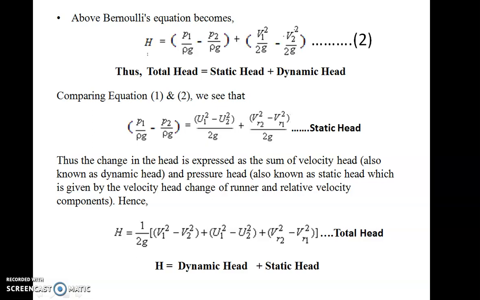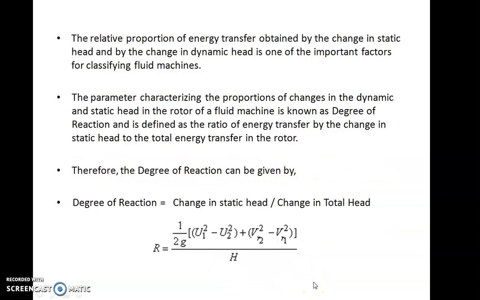So we have seen the total energy is the combination of pressure energy and kinetic energy. Kinetic energy is represented by the dynamic head and the pressure energy is represented by static head. So total energy is the sum of static head and dynamic head. Now the relative proportion of these two energies determines the degree of reaction.